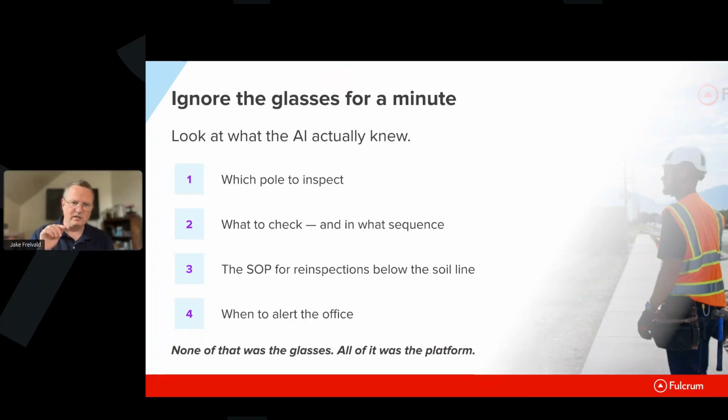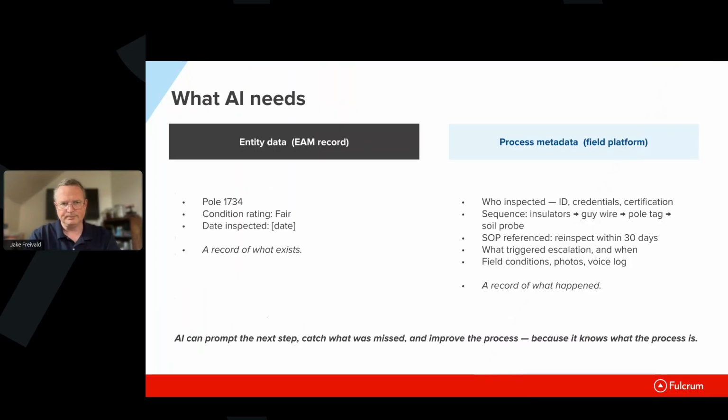None of that was the AI glasses or the AI itself running over the top of the platform. All of those pieces of information were held within the platform. If you don't have a platform for the field, where does the AI find that information in a coherent way? Where does it find the business context and the process information necessary to know what it should be doing? So the AI can get some data from what you currently have.